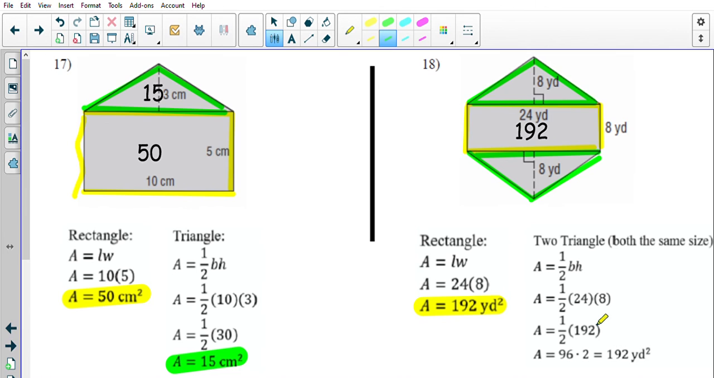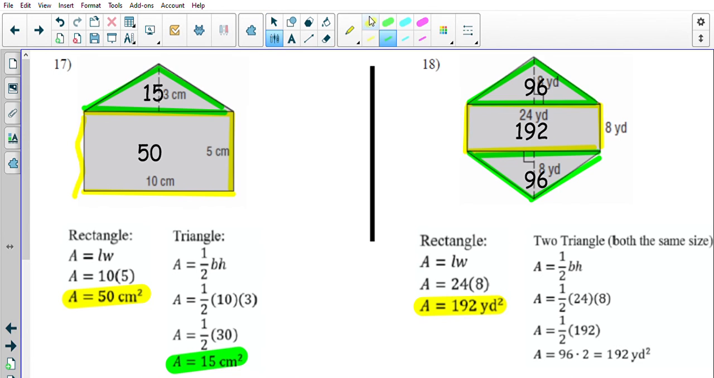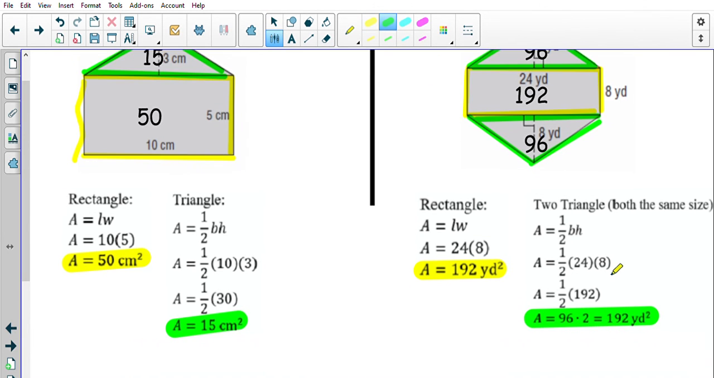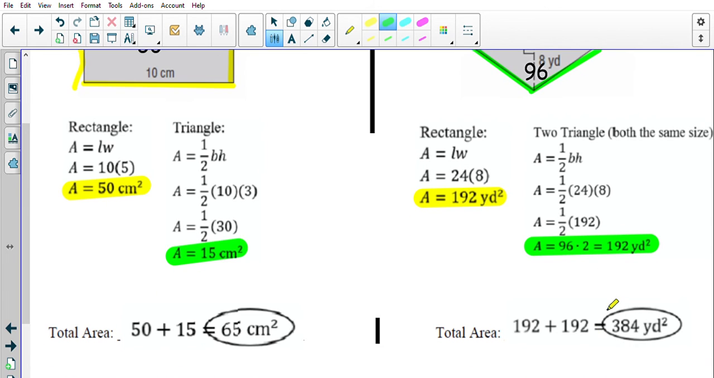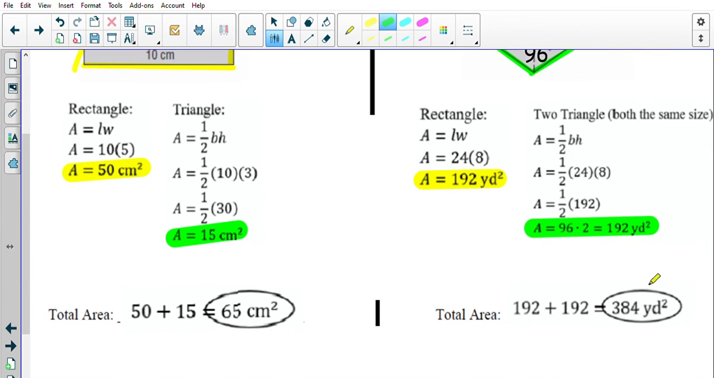Half of 192 is going to get us 96. So each of these is 96, which I doubled to get 192 yards squared. And again, that's for the two triangles together. So if you add 192 plus 192, or 192 plus 96 plus 96, your total area will be 384 yards squared.